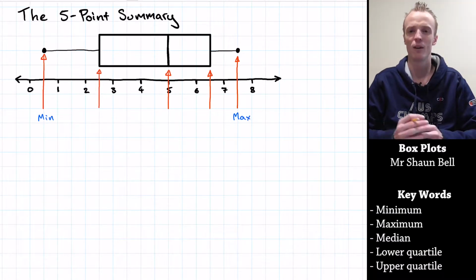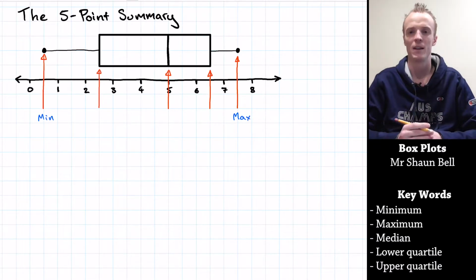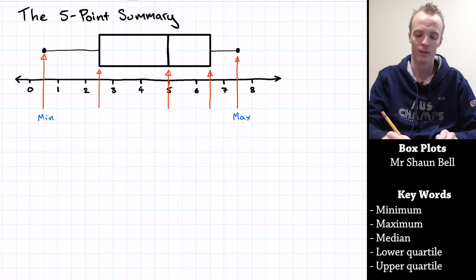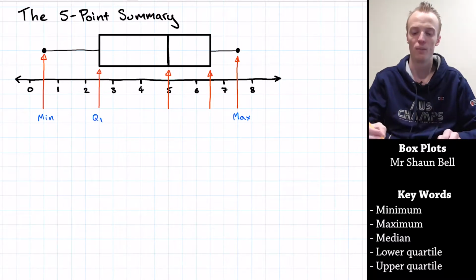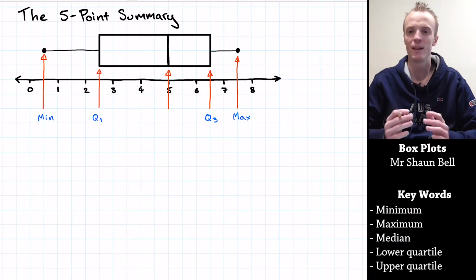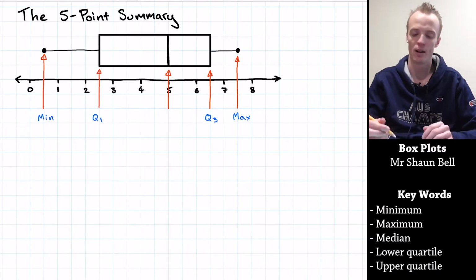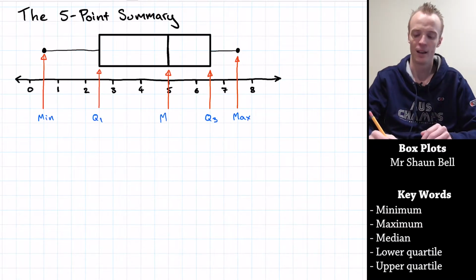Now the box itself represents the middle 50% of the data value set. So where the box begins on the left is known as our lower quartile, or Q1, and where the box ends on the right is our upper quartile, known as Q3. And the 5th point that we can easily interpret here is where the median is located, which is where the solid line inside of our box is. So this here is the median.